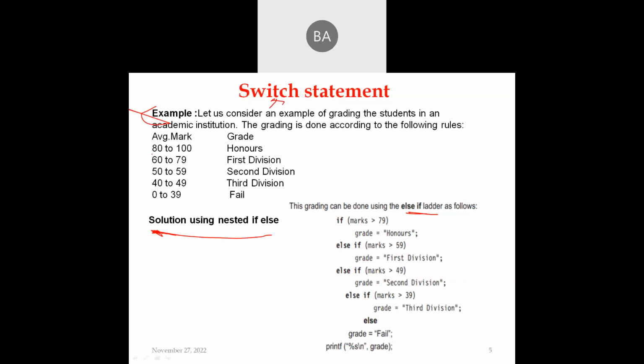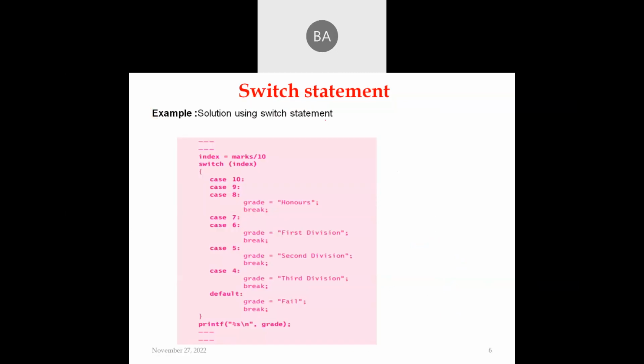If the average mark is 80 to 100, we associate the grade honors. That means if marks is greater than 79, then grade is honors. Else if marks is greater than 59, so 60 to 79, first division. If it is greater than 49, second division. If it is greater than 39, third division, otherwise the failed division. Fine, this is the solution we have already written using the if-else ladder. The same thing we can code using the switch statement.